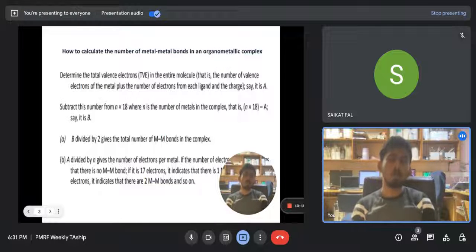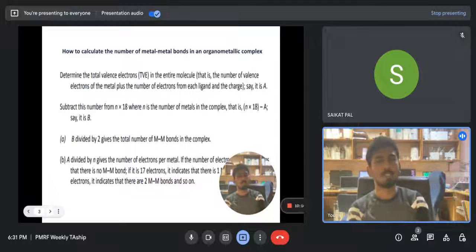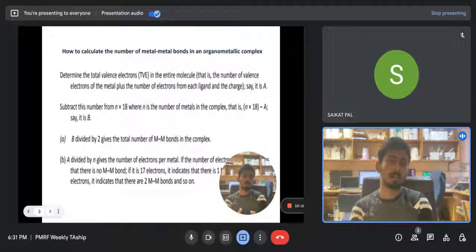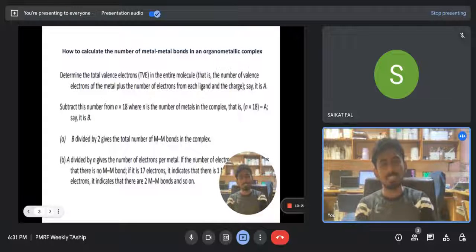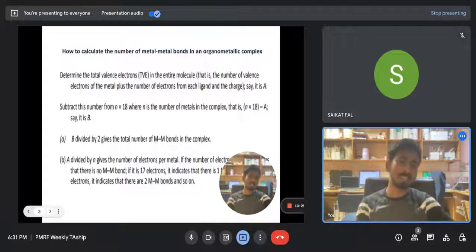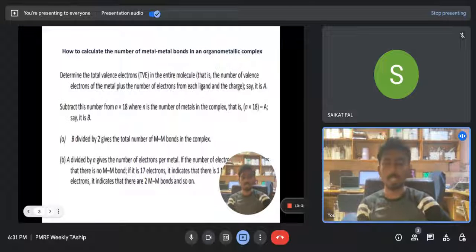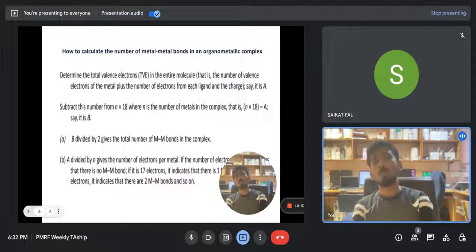Now in this slide, before going to calculating the total number of metal-metal bonds of an organometallic complex, because in the later slides we will have to calculate a lot of them, before jumping to that part directly, I have made this slide by which you will understand how we are going to calculate the total number of metal-metal bonds in an organometallic complex. So one by one we will go.